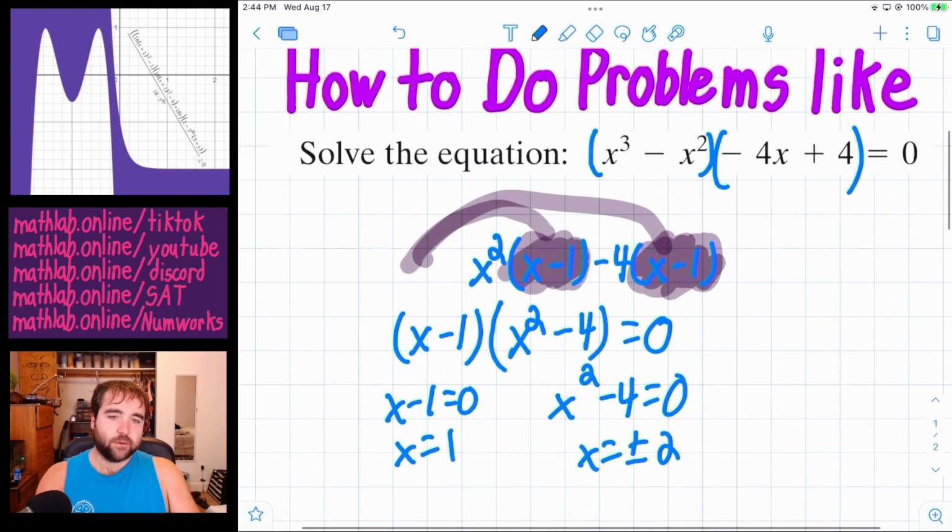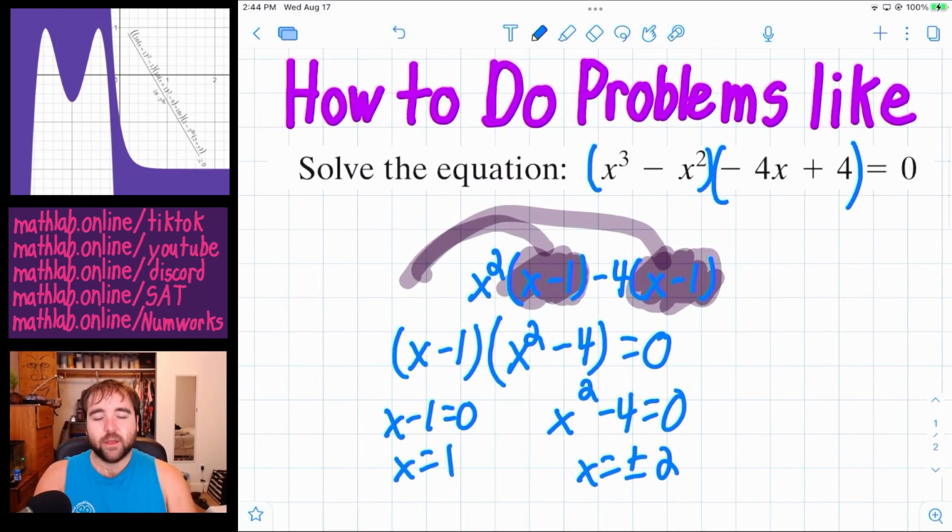Factor by grouping is pretty cool. It doesn't come up very often, especially because when it does come up, you often just go straight to synthetic division. But it is really cool that it's something you can do.